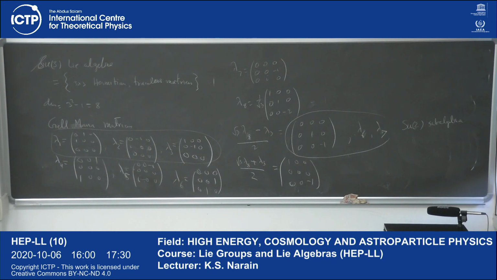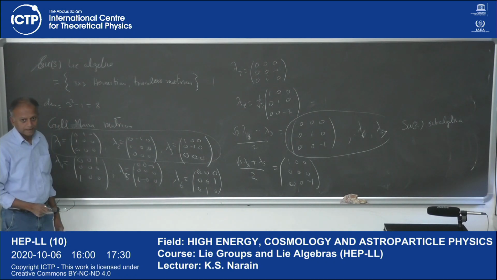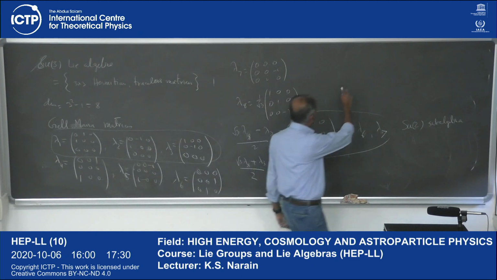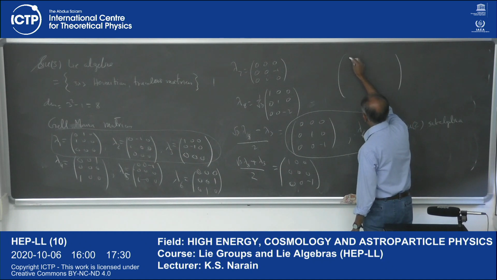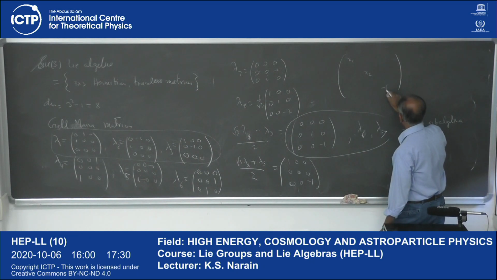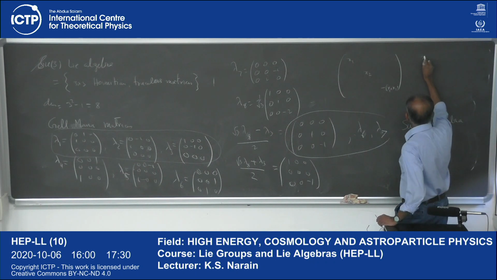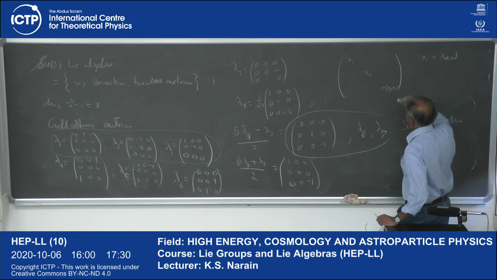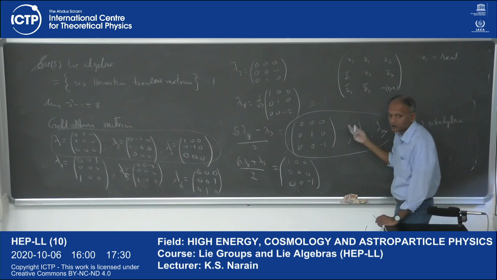Because any 3 by 3 such matrix, I can write it like this. One can see that, right? If I write the most general Hermitian traceless matrix, here it will be all real numbers, let's say x1, x2, but then this should be minus x1 minus x2, because the trace has to be 0. The x's are real. Now here I have complex, say z1, z2, z3. Then here it has to be z1 bar, z2 bar, z3 bar. That's the most general thing.